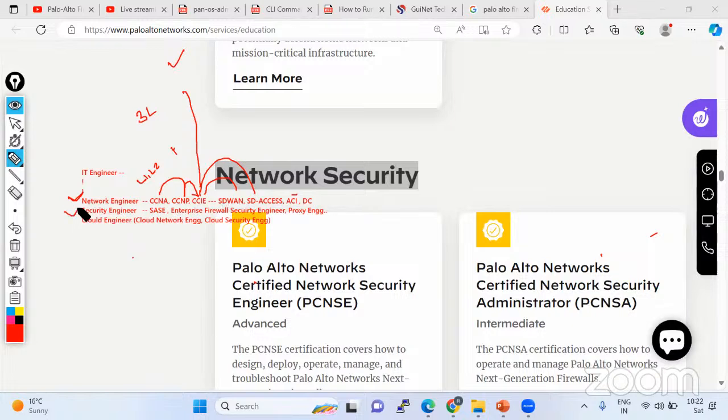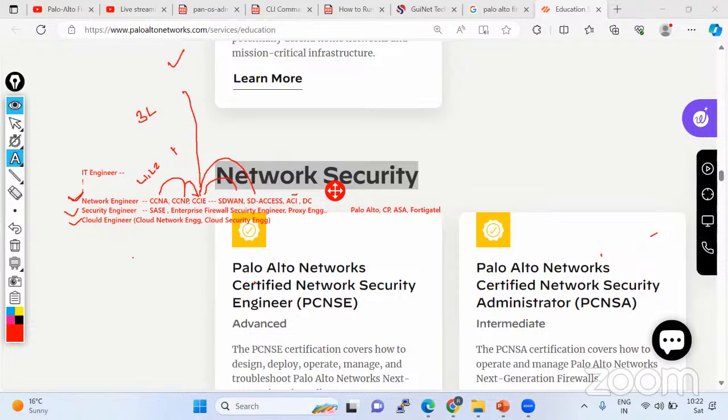But if for some reason you're not able to do that, then in that case you can opt for security or cloud, because there is a boom in security and a boom in cloud right now in the market. So in security, you can position yourself as a firewall engineer. That could be Palo Alto Firewall. You can select Checkpoint Firewall, ASA, or FortiGate. They are the enterprise firewalls.